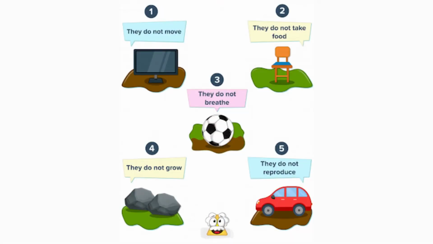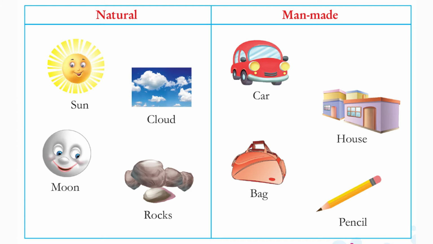Now, let's look at non-living things. Things which cannot grow, move, breathe and reproduce their young ones are called non-living things. Non-living things can be natural or man-made. So here, if you look, there is a table. On one side, we have all the natural things. That is the sun, cloud, moon and rocks. How about the other side? We have man-made things. That is car, house, bag and pencil. So these are the two different kinds of non-living things.